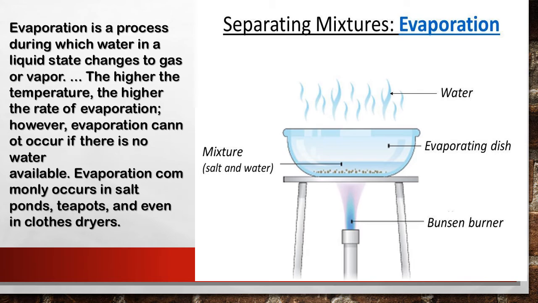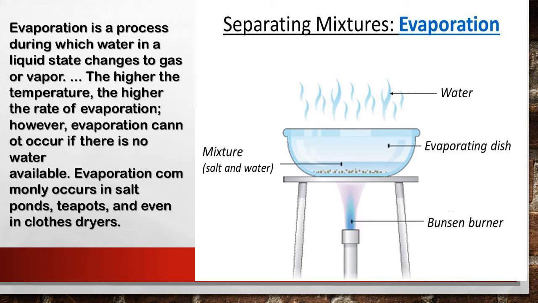As you can see in the definition, evaporation is a process during which water in a liquid state changes to gas or vapor. The higher the temperature, the higher the rate of evaporation. However, evaporation cannot occur if there is no water available. Evaporation commonly occurs in salt ponds, with the help of sunlight or the heat provided by the sun, in teapots, and even in clothes dryers. So this is the process of evaporation.